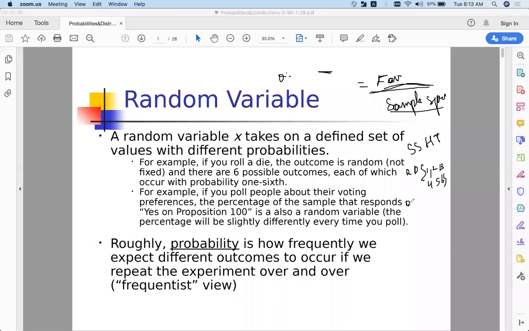So let's say a deck of cards. The sample space is 52 cards, right? So dot, dot, dot, 52 cards. So this is a sample space. Whenever you get a question, first you figure out what the sample space is, right? That will make half of your work finished.